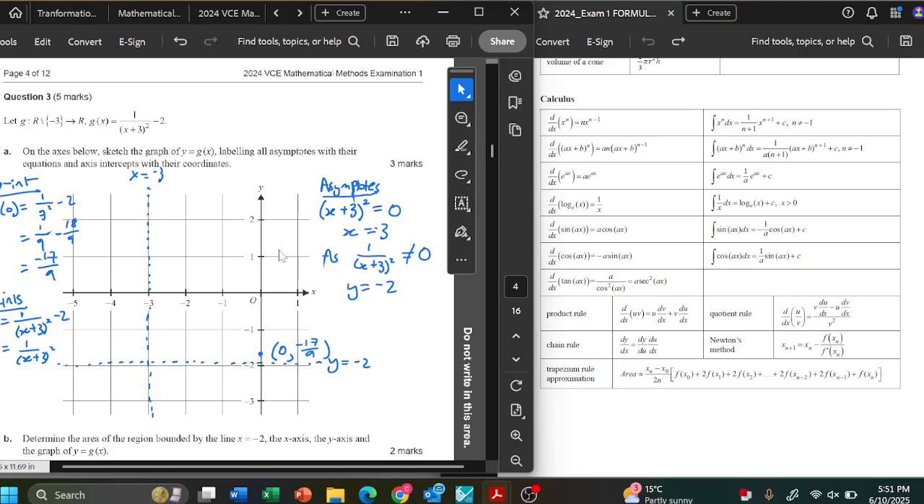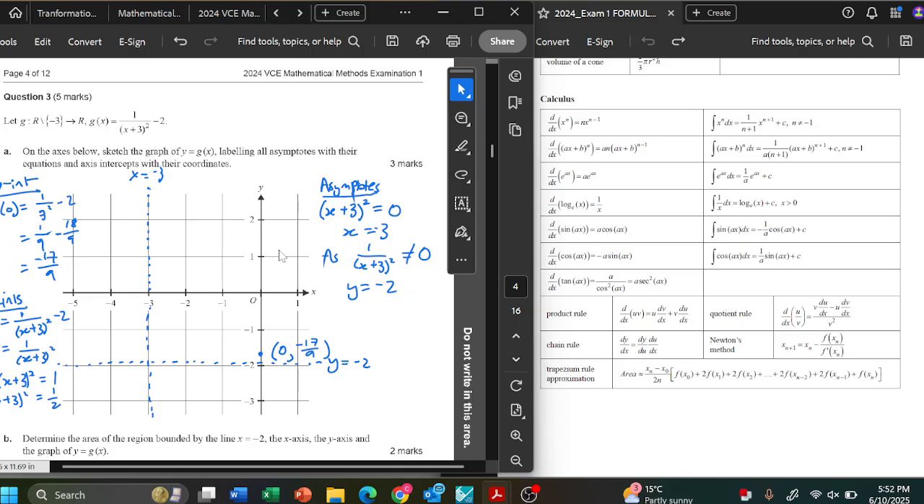So we get 2 equals 1 over (x plus 3) squared. Then we're going to multiply both sides by (x plus 3) squared. So that's going to come out as 2 times (x plus 3) squared equals 1. We don't have to expand the brackets. We can just divide both sides by 2 here. So we get (x plus 3) squared is equal to a half.